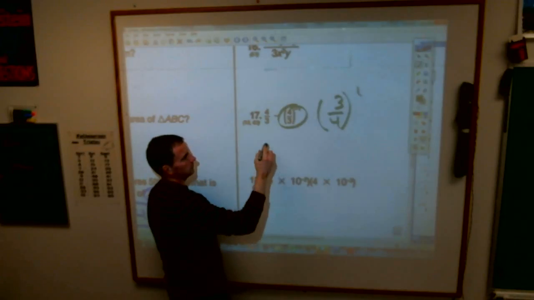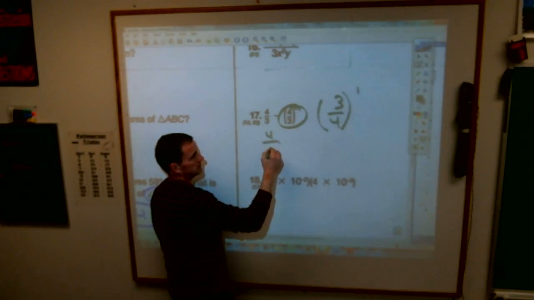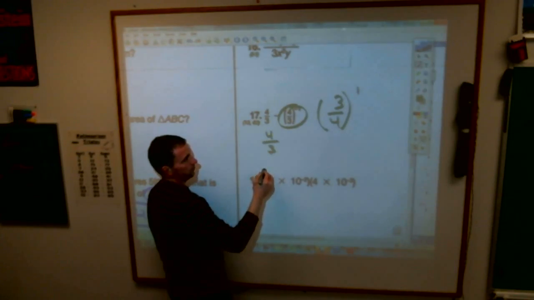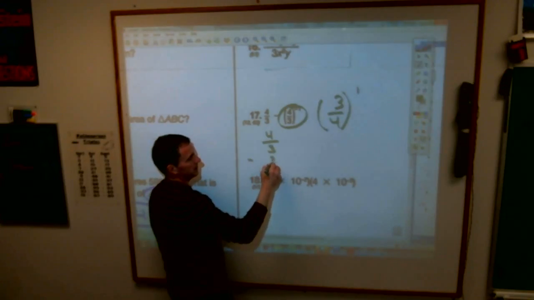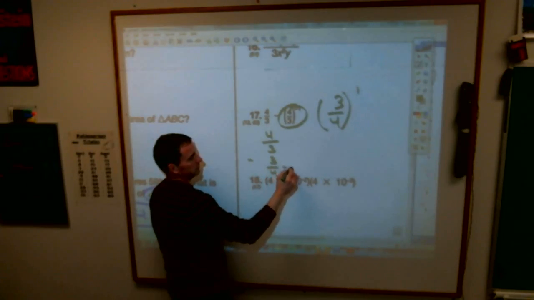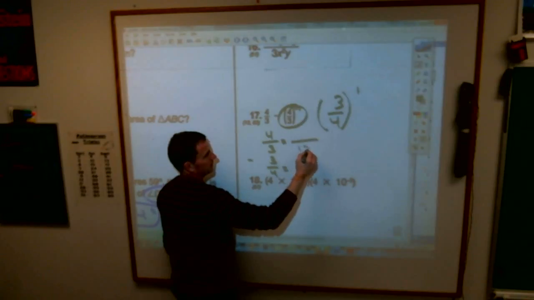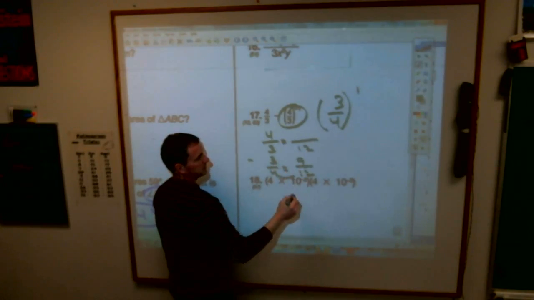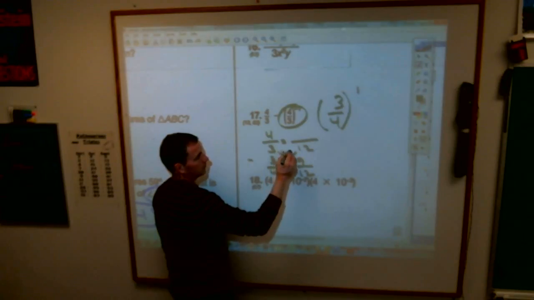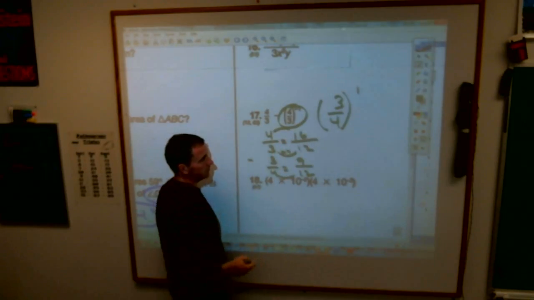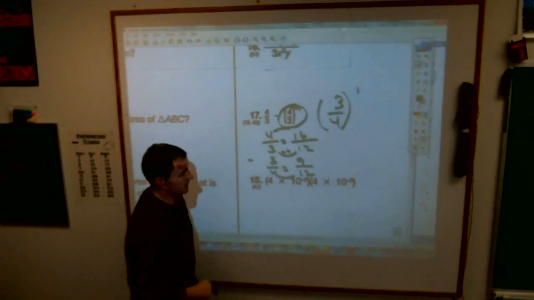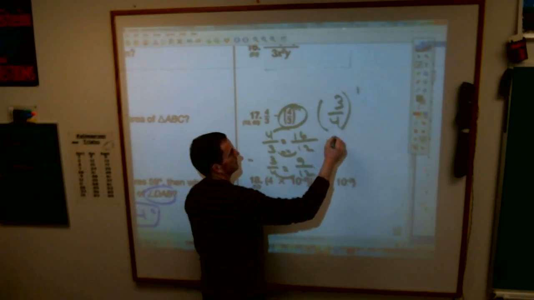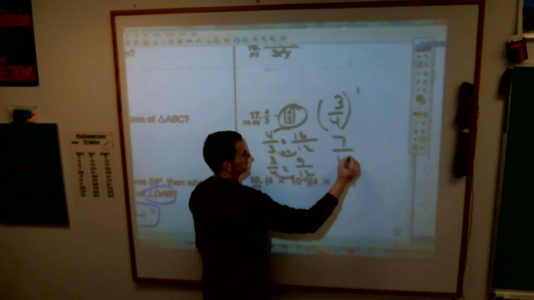And a lot of people went wrong there. I'm not sure how hard this is. This is like fifth grade math. 4/3 minus 3/4. What do you have to do? Common denominators. 4 times 3, 3 times 3 is 9. 3 times 4, 4 times 4 is 16. What is 16/12 minus 9/12? 7/12.